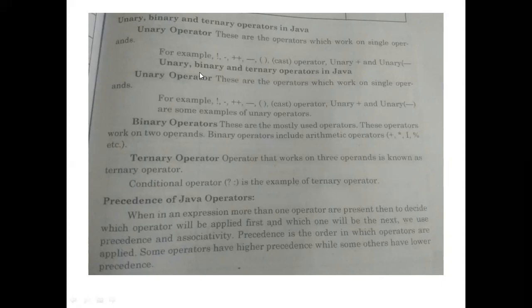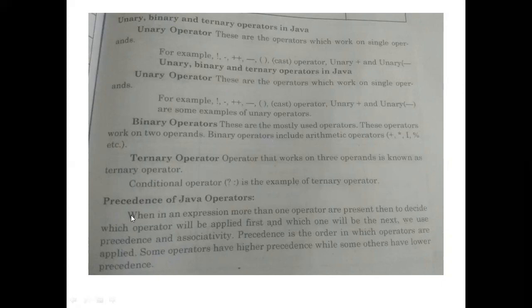Addition, subtraction, multiplication, division, modulus, float division, all are binary operators. Next is your ternary operator. An operator that works on three operands is known as a ternary operator. So the conditional operator is an example of a ternary operator.